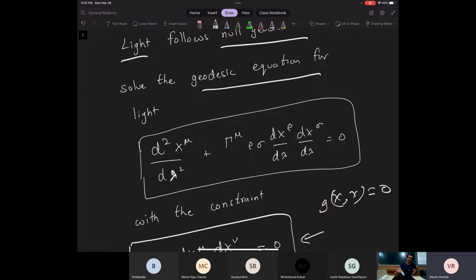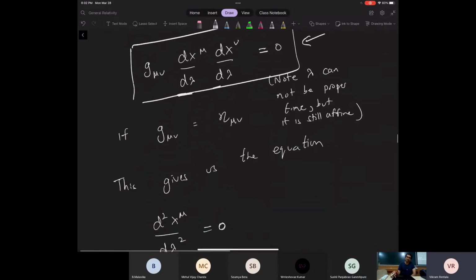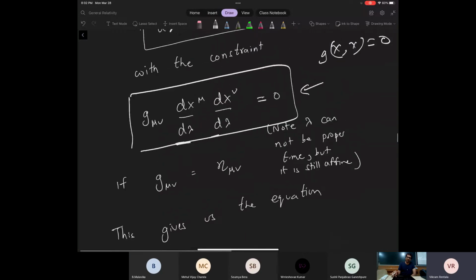So in particular, given one affine parameter, you can get another affine parameter by this, but lambda just does not have the interpretation of being proper time, okay, for light. Now, how do we see this?